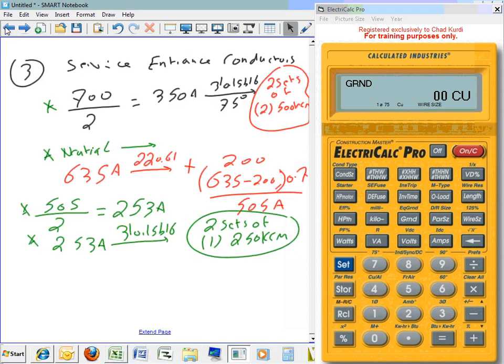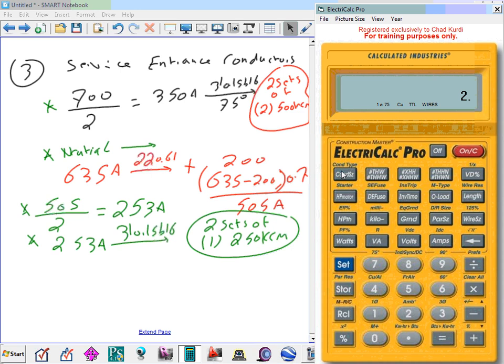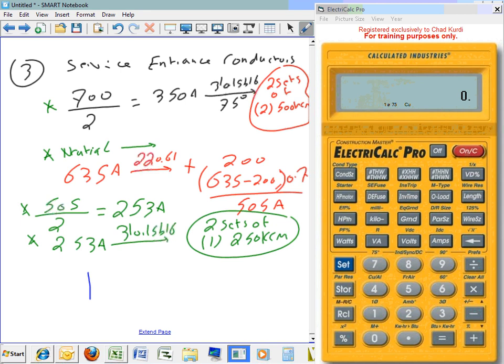Let's go back to my conduit size. Before we do conduit, guys, let's go check what conduit size we have. Okay, what conduit size do we need to do? Let's say I want you guys to use PVC Schedule 80. We're going to go size PVC Schedule 80.